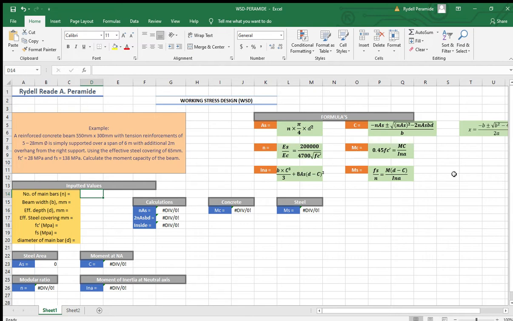A reinforced concrete beam 550 mm by 300 mm with tension reinforcement of 5 to 28 mm in diameter bar is simply supported over a span of 6 meters with an additional 2 meter overhang from the right support. Using the effective steel covering of 65 mm, FC is 28 megapascal and FS is 138 megapascal. Calculate the moment capacity of the beam.